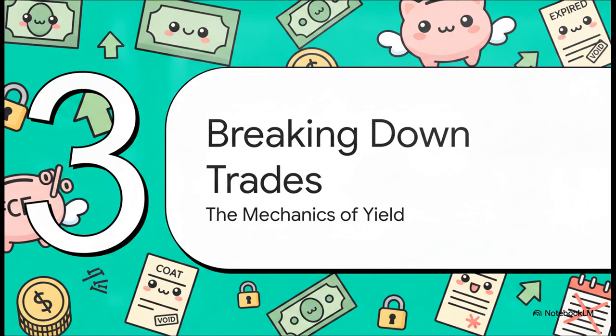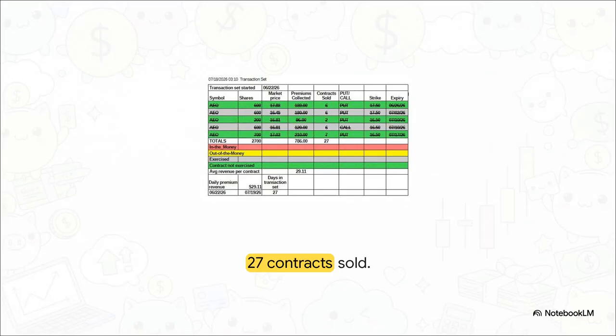Moving right along to Section 3, breaking down the trades. Let's deconstruct this and look at the actual mechanics of how this yield played out over the month. Now, what's really interesting about this slide is the specific positioning of the strike prices within these 27 contracts.